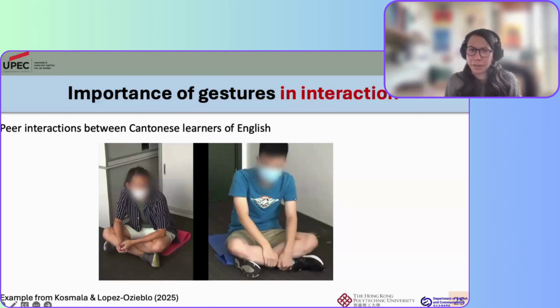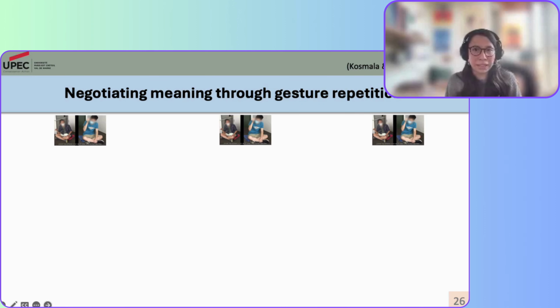Right, so a lot of things happening here. And so you see that it's a lot about negotiating meaning. So they're talking about the waves and what happens with the waves to the trees, etc. And this happens through speech and gesture. And it's a lot of gesture repetitions as well. So I'll just walk you through step by step.